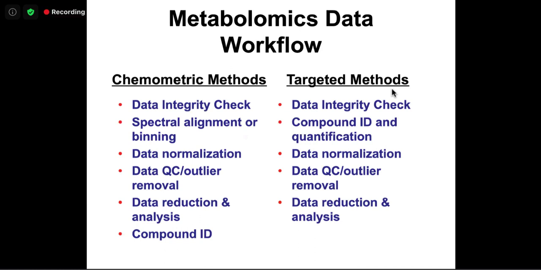The similarity between the two is that you all need to do a data quality check. Garbage in, garbage out always applies. For chemometrics or untargeted metabolomics, you need to do spectral alignment or binning. Yesterday we did that with LC-MS spectra. We need to do the spectral alignment and the peak picking and alignment. And it's time consuming, okay? This is definitely not done manually. You need to use a good computer and good software tools.